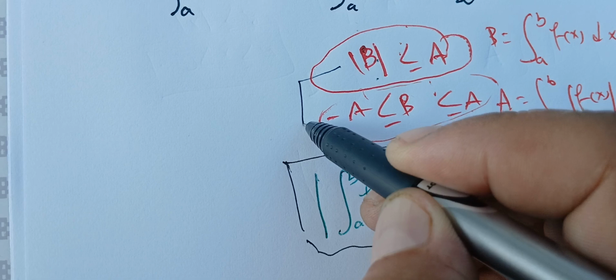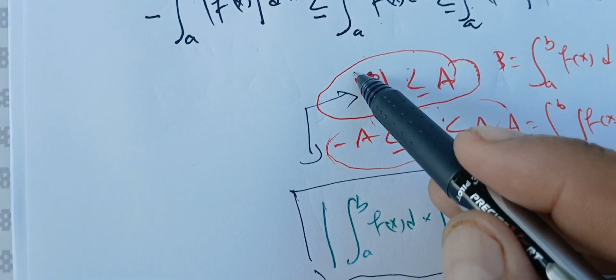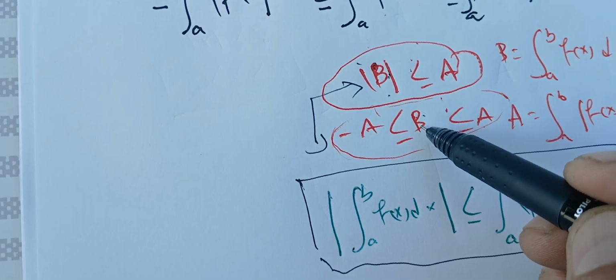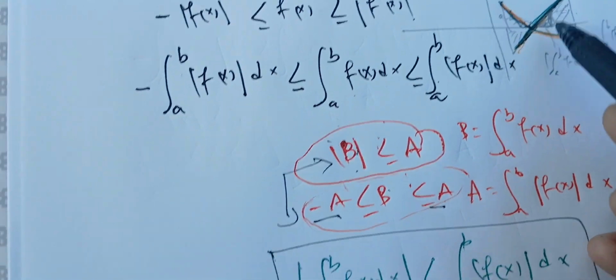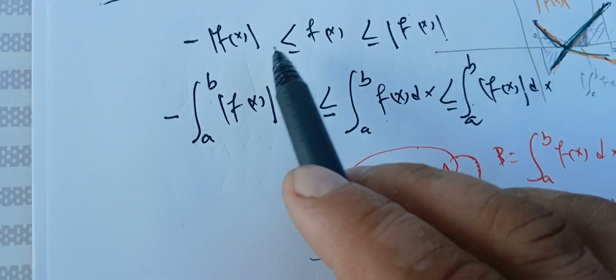Pay attention to these two. This is the key: the absolute value of B less than A means that B is trapped between minus A and A. I have used the same thing here when I had to explain this one.